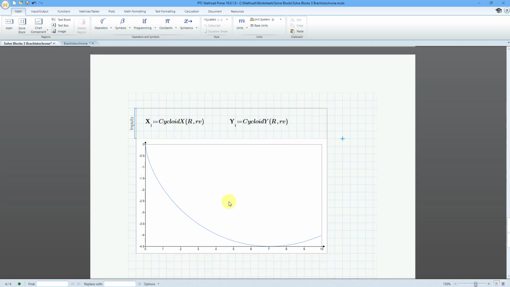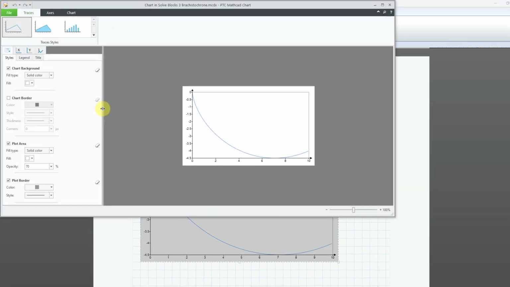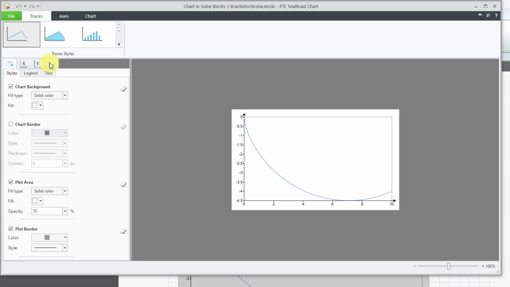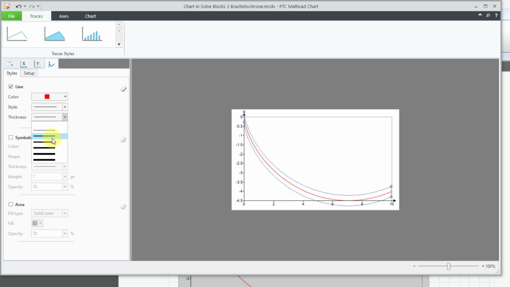And so here we can see the shape of the Brachistochrone that would end up going a horizontal distance of 10 and a vertical distance of 4. And you'll notice that it does indeed go negative. I'm going to reformat this a little bit just so that we can see the entire Brachistochrone. First off, I want this to be nice and bright. Let's change this to a red color. Let's change the thickness to the third value.